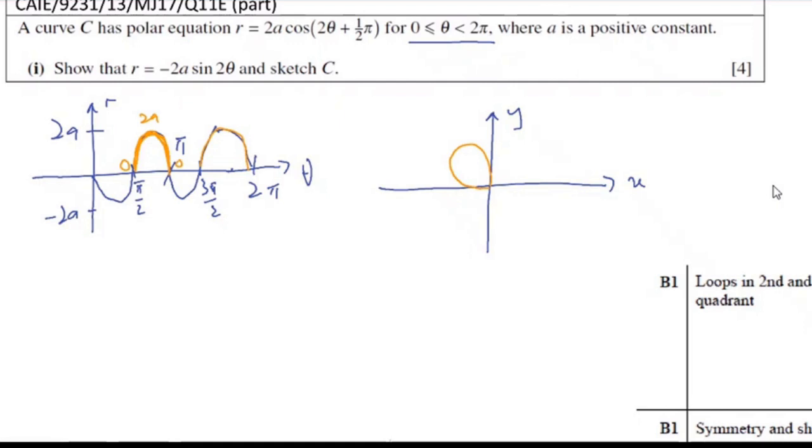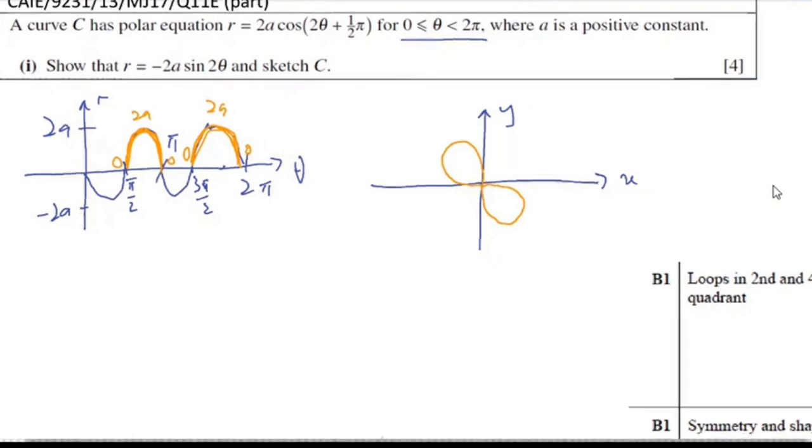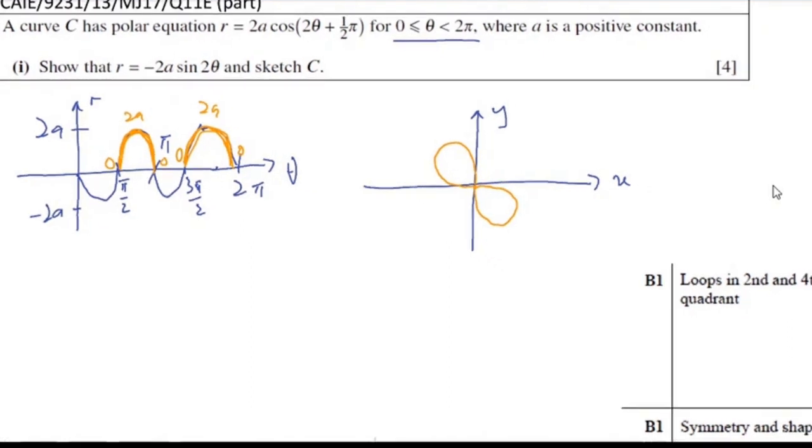And for the last quadrant, from 3 pi over 2 to 2 pi here, our r goes from 0 to 2a to 0. So that is where we have got another loop here to make sure it's symmetrical about this line here. So it looks like that. This is what we have for the case of the positive r.